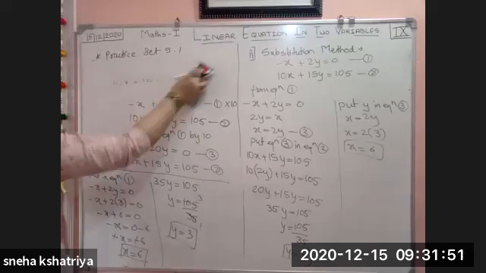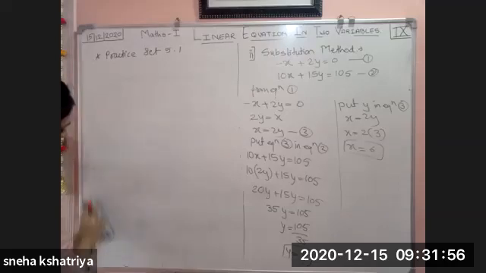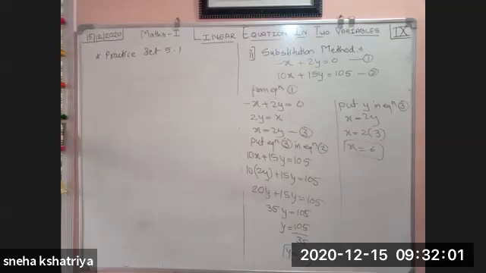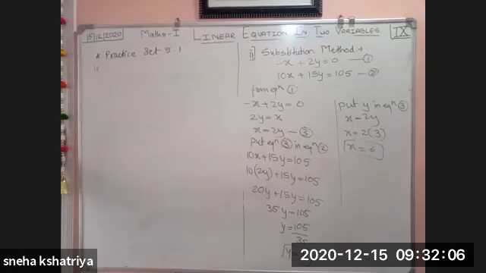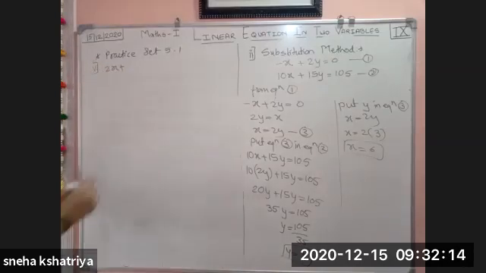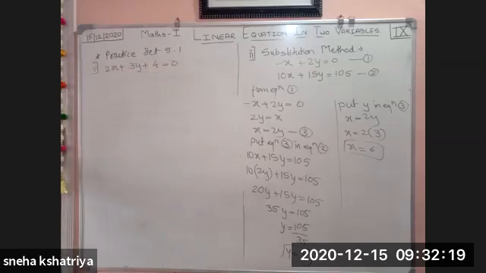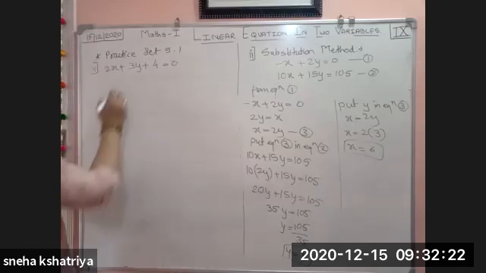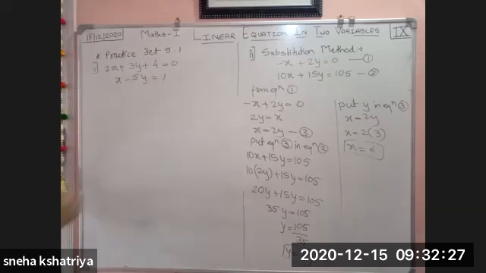We'll see the next example. Fifth example. 2x plus 3y plus 4 is equal to 0, and x minus 5y is equal to 11.